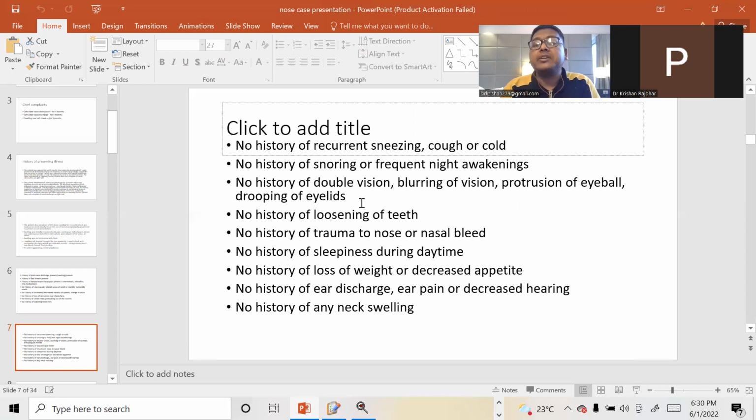No history of trauma to nose or nasal bleed. No history of sleepiness during the daytime. No history of loss of weight or decreased appetite. No history of ear discharge, ear pain, or decreased hearing. No history of any neck swelling.